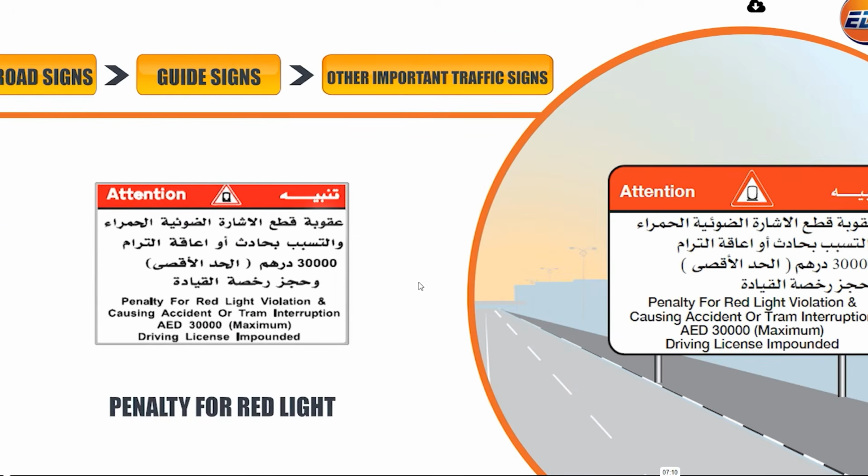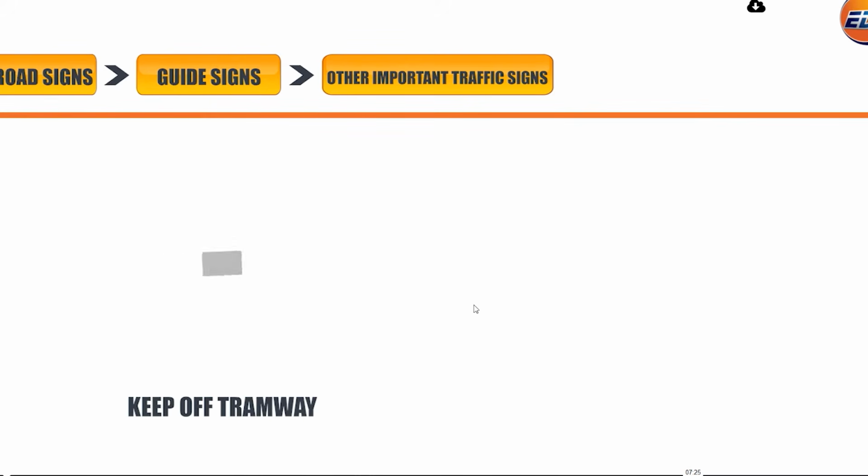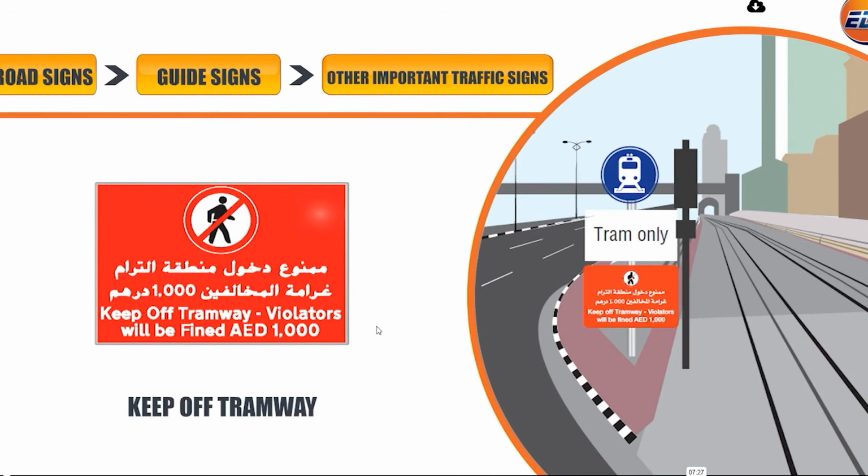Penalty for red light. This information sign brings the attention of motorists about violation of red light, causing accident or tram interruption, which can cause a fine up to AED 30,000 and driving license impound. Keep off tramway. This information sign brings the attention to pedestrians that they should always keep away from the tramway. They should always use the designated area for crossing the tram track to avoid fines, which is AED 1000.